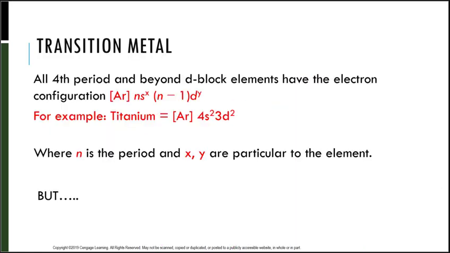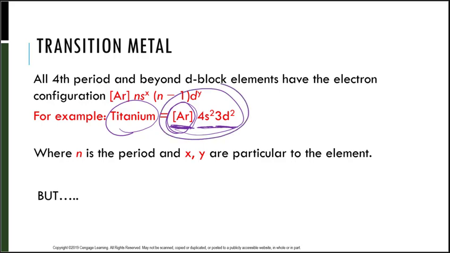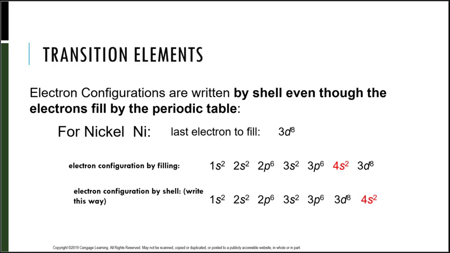So if you put your finger on titanium, titanium's noble gas before it is argon. So I would say argon, and then 4s2, and then it's the second element into that transition metal. So I would say 4s2, 3d2. This is how I start. When I'm doing transition metals, I go from left to right. So 4s2, 3d2. That's our electron configuration by filling it up. We fill 1s2, 2s2, 2p6, 3s2, 3p6, 4s2, and then 3d, and that last one was 2.